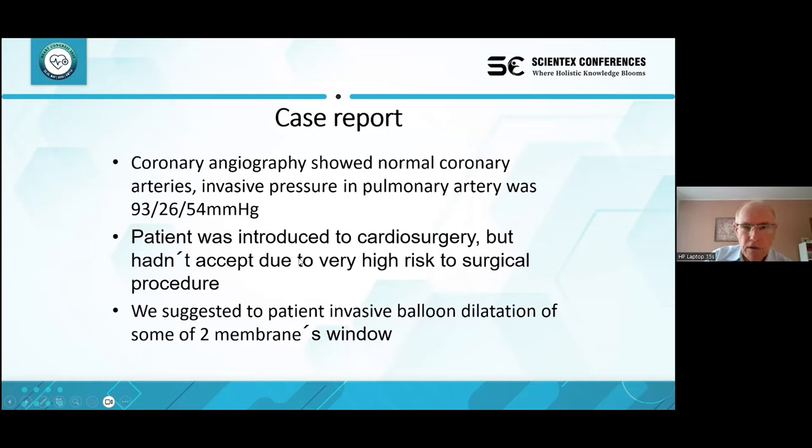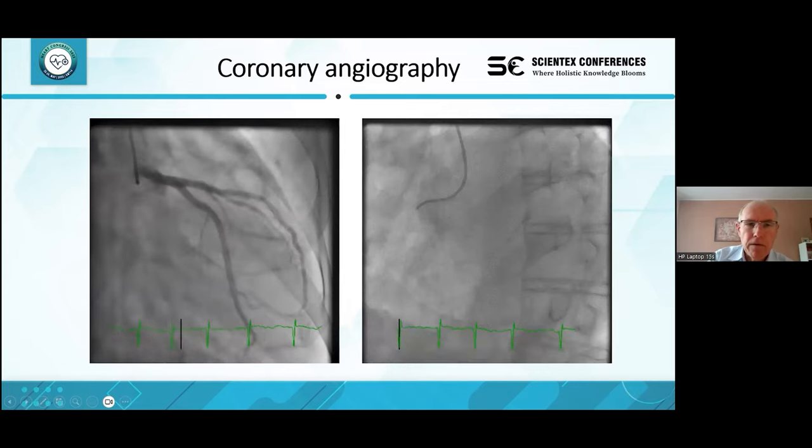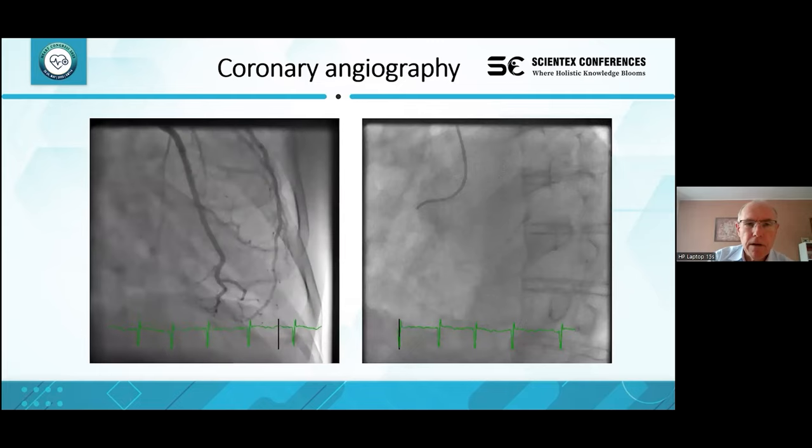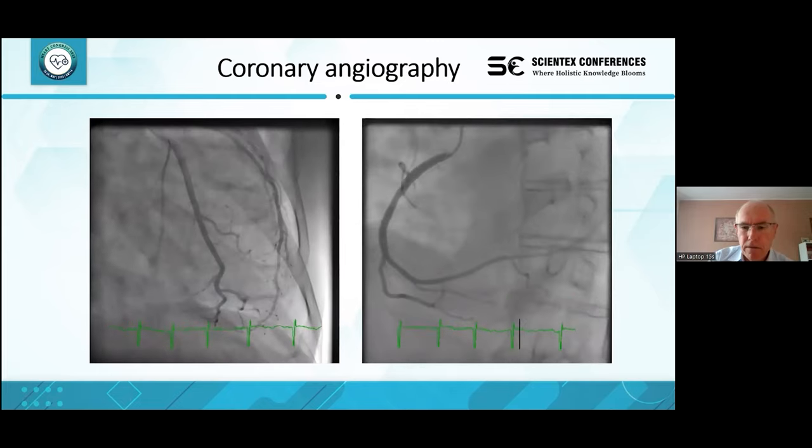The patient was introduced to cardiosurgery, but hadn't accepted due to very high risk of the surgical procedure in these circumstances. We suggested to the patient invasive balloon dilatation of the membrane's window. Here is coronary angiography. The left coronary is negative, and the right coronary also negative.